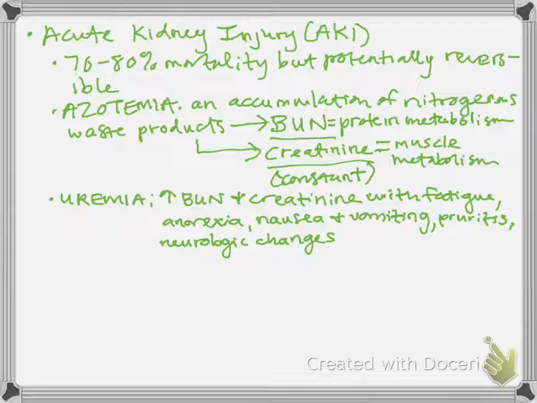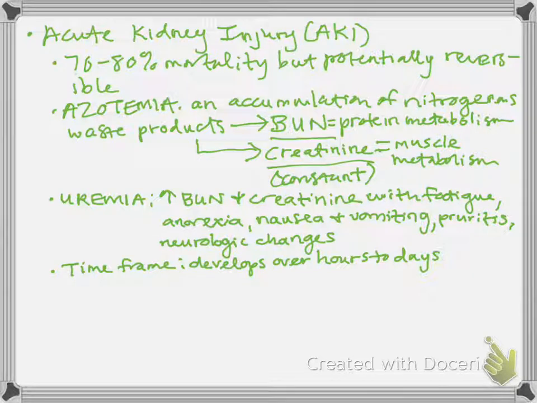In terms of the time frame for AKI, we talked about how it has a rapid onset. So the time frame: this can develop over hours to days. And this is going to depend on the cause of the AKI, and we can really divide the causes of AKI into 3 different kinds. We'll talk about which kind as we go through the rest of this chapter.